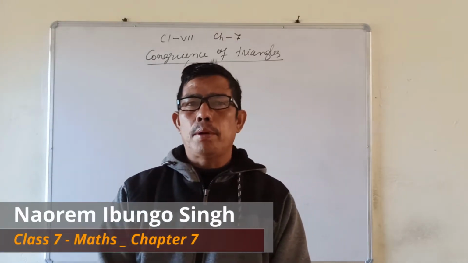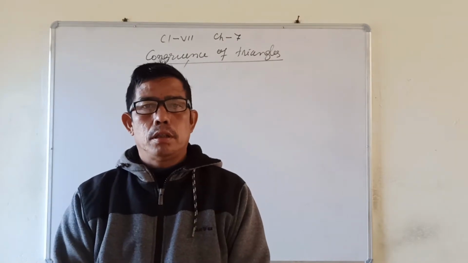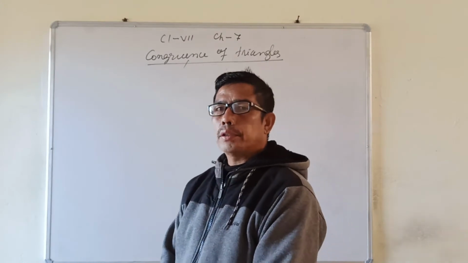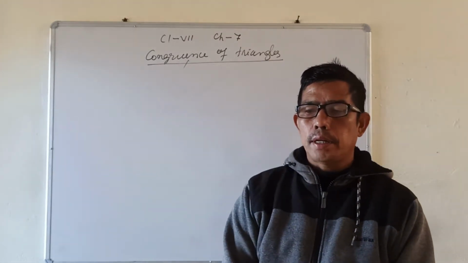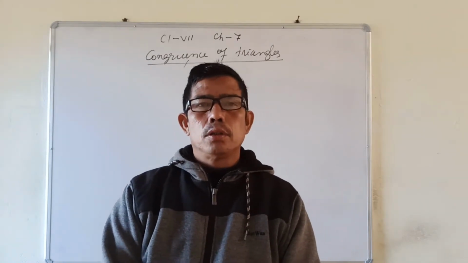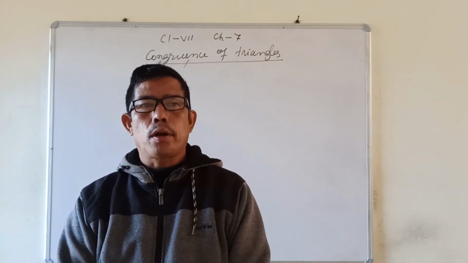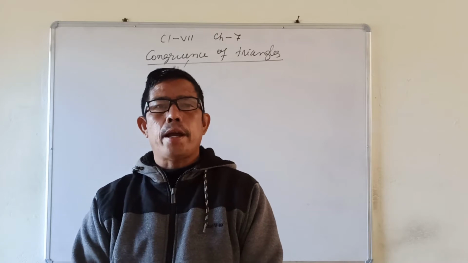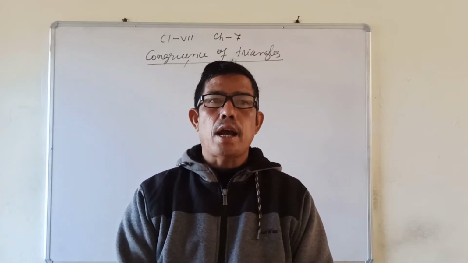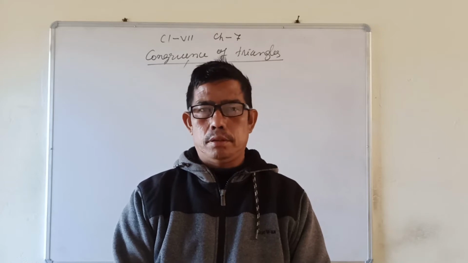Today we shall pick up a very important chapter, chapter number 7. Name of the chapter is Congruence of Triangles. Then what do you mean by congruence or congruent? Two figures are said to be congruent if they have same shape and size. That is, they are copies of the other.